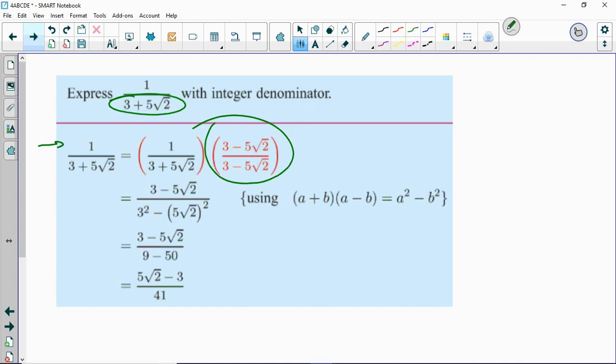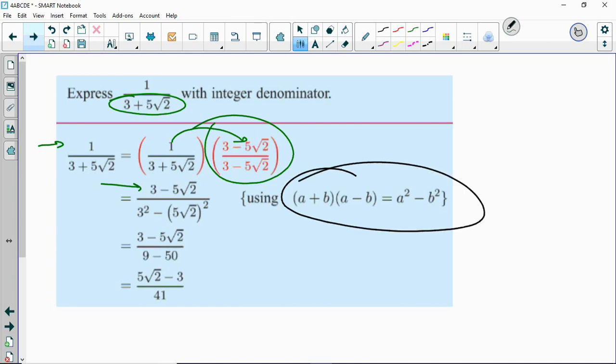And then we're just going to practice the skills that we saw earlier. The numerator is easy because it's going to be 1 times all that stuff. So that's what we got there. And then the denominator, again, check this out. Shortcut, because it's 3 plus 5 root 2 and 3 minus 5 root 2. 3 times 3, that'll be 3 squared. 5 root 2 squared. 3 squared is 9. 5 squared is 25. Root 2 squared is 2. 25 and 2 makes 50. And then we're just simplifying from there.